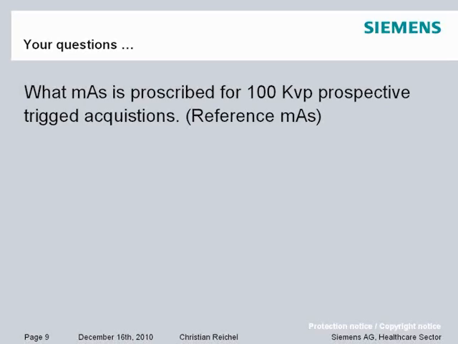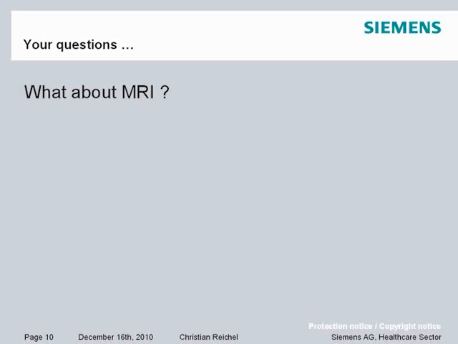What mAs is prescribed for 100 kV prospective triggered acquisitions, like reference mAs? I think you already said it. Yep. Typically 320 mAs is what we use.